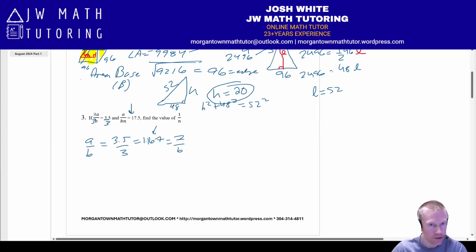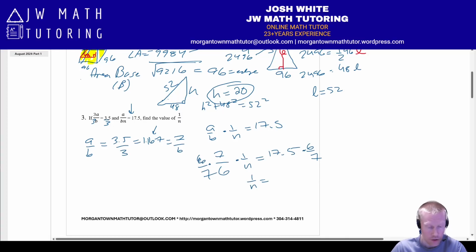So now go to the second equation and here you see you have a over b. So it's like if you separate that out, now you can replace this with what it's equal to. So let's put in the 7 over 6, it's 1 over n, and then 17.5. And then to solve for 1 over n, all we have to do is get rid of the 7 over 6. So we're just going to cancel out. We're just going to multiply by 6 over 7.